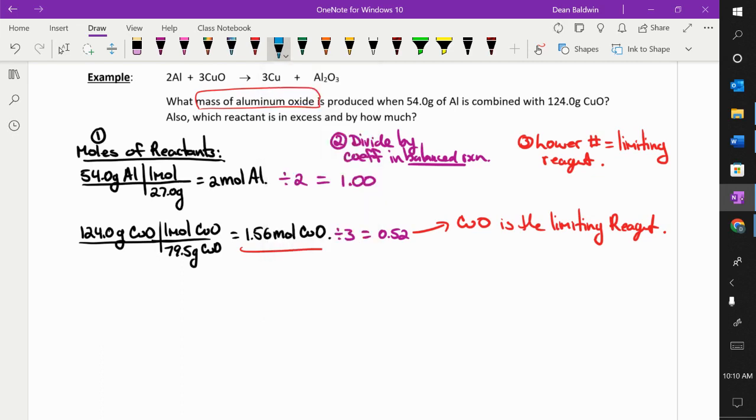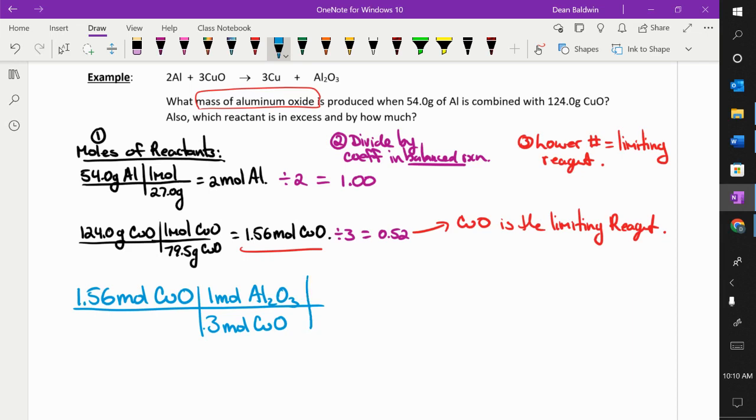So we go, okay, I have 1.56 moles of copper oxide. We're right there at moles, so we can just jump onto the moles bridge, which is using the equation. And we know that 3 moles of copper oxide produces 1 mole of aluminum oxide. Does that make sense so far?